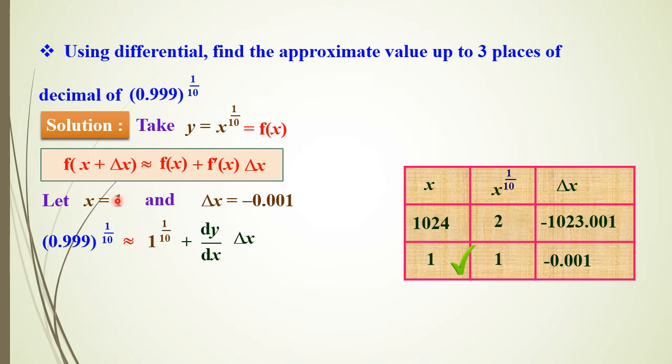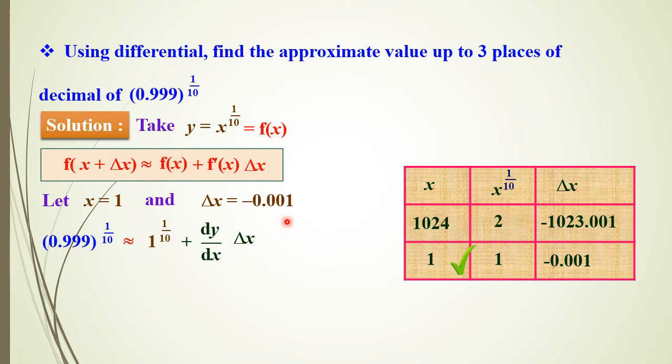Why must x be 1? Because the 10th root of 1 is 1 itself, so we can come out of the 10th root. Therefore, for any approximate value like this, take x equal to 1 and delta x equal to minus 0.001. If you consider other values, you cannot get exact solutions, because apart from 1 it is very difficult to come out of the 10th root. Therefore x must be 1 and delta x must be this much.